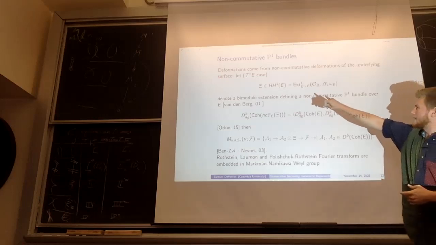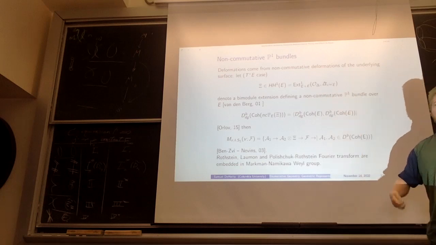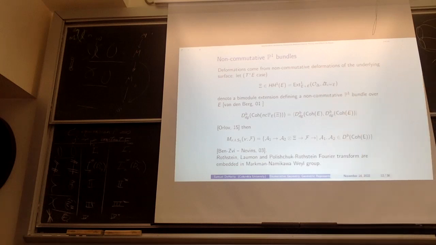Right. So I'm identifying the extension class with the resulting bimodule that we get corresponding to the extension. And it gives us a rank two bundle over the diagonal, which is a bimodule on this side and on that side. Right. Exactly. Okay.